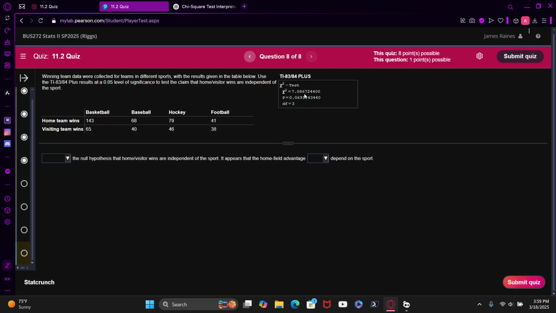Oh, here's another one. Use that to test the significance level. So the P is high, the null will fly. Fail to reject. Does not claims that they are dependent. So isn't it the same thing? Wait a second. Test the claim. Claim that home visitor wins are independent. So the claim is independent. So that's the claim. We're failing to reject that. So this is correct. Yes. Home visitor wins are independent. Yeah. Okay. Once again, a little fact checking.